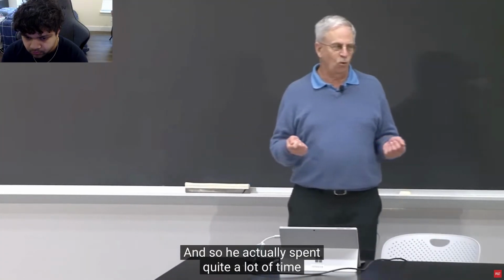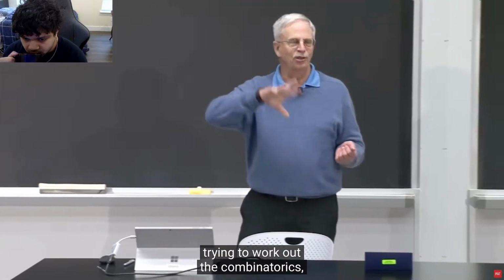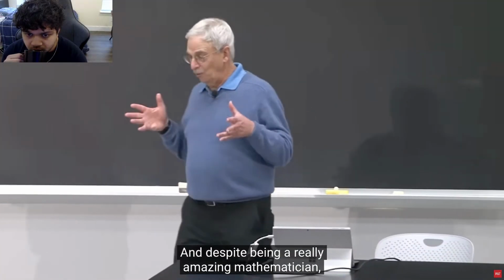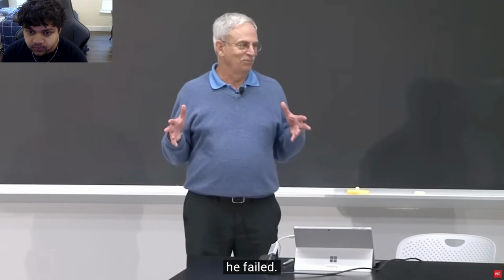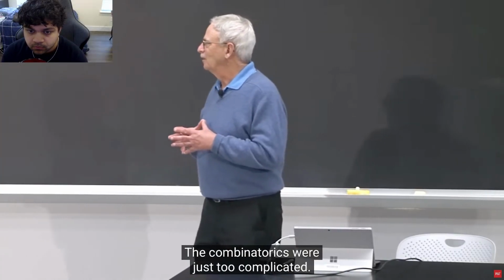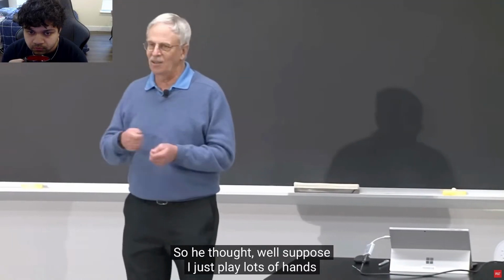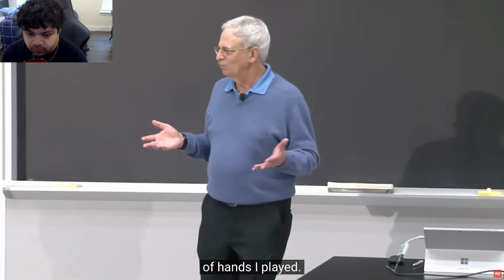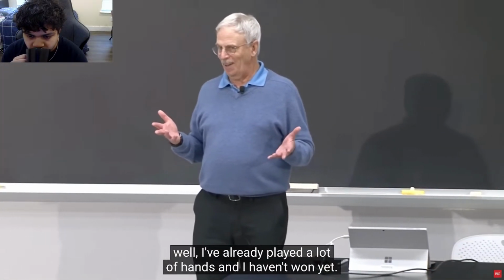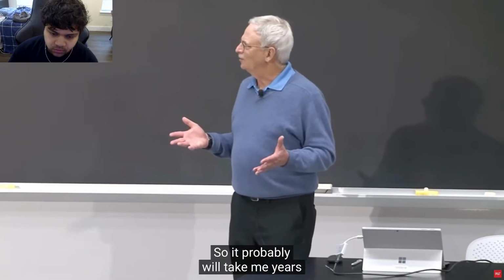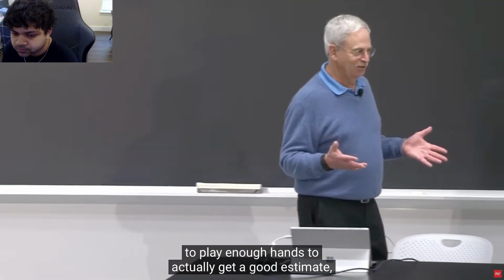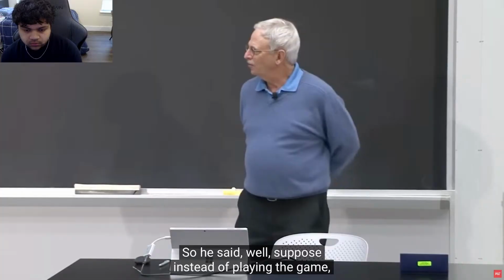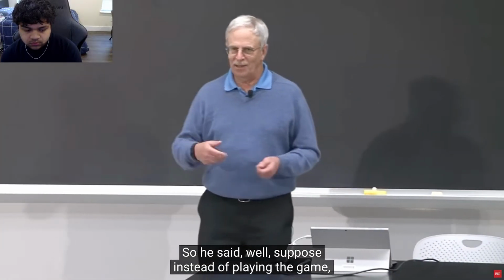And so he actually spent quite a lot of time trying to work out the combinatorics so that he could actually compute the probability. And despite being a really amazing mathematician, he failed. The combinatorics were just too complicated. So he thought, well, suppose I just play lots of hands, count the number I win, divide by the number of hands I played. And then he thought about it and said, well, I've already played a lot of hands and I haven't won yet. So it probably will take me years to play enough hands to actually get a good estimate, and I don't want to do that. So he said, well, suppose instead of playing the game, I just simulate the game on a computer.